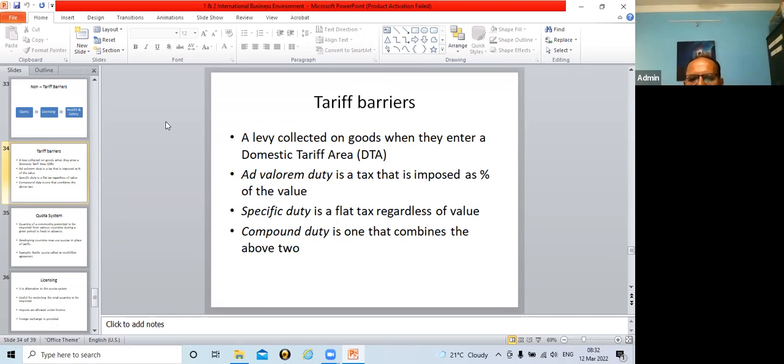Then specific duty is a flat tax regardless of value. So a specific duty is charged, and nobody considers what the value of that good is. Only the duty is charged. This is the difference between ad valorem duty and specific duty. Ad valorem duty is charged on value, and specific duty does not consider value. A particular tax is being charged.